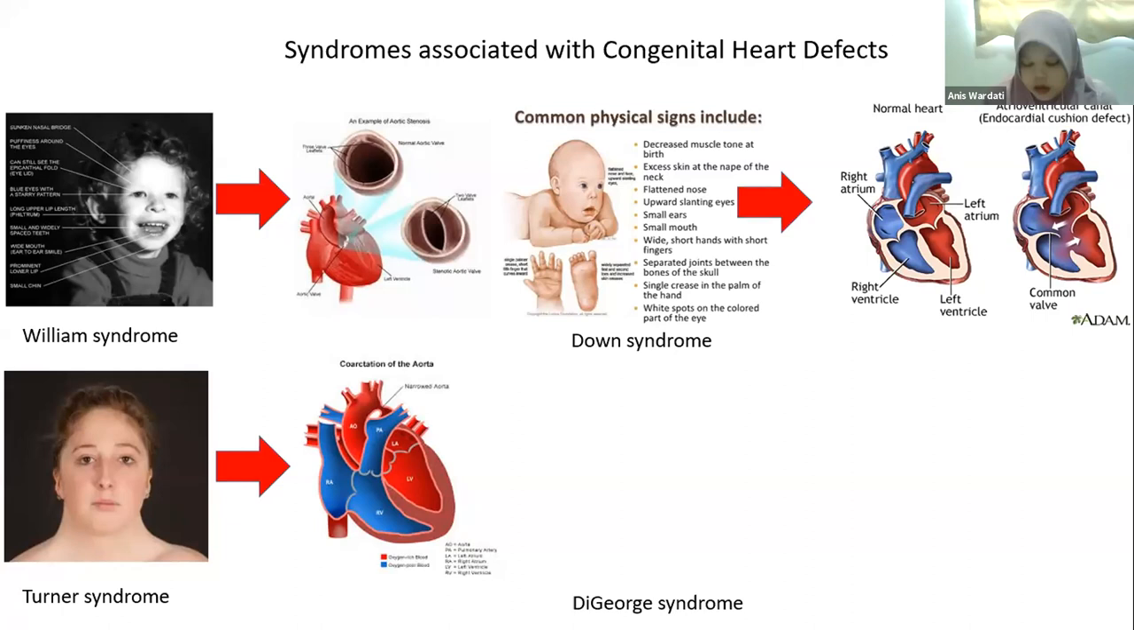At the eyes, you can see there will be upward slanting of the eyes, which means that the temporal side is higher than the nasal side. There will also be epicanthic folds, and the ears are small and low set. The mouth is small with a protruding tongue. There will also be limb anomalies. For example, there will be a single palmar crease, and at the foot there will be a wide sandal gap, a gap between the toes and the second toe.